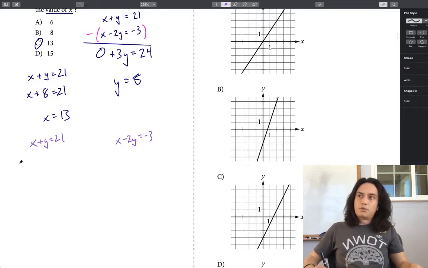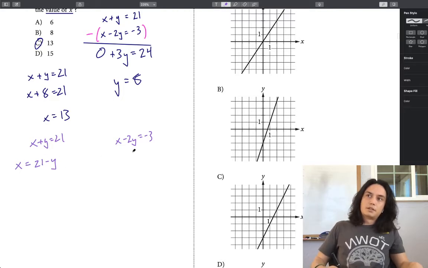Here I'm going to do it by moving y over. We're going to subtract y from both sides. So it's just x equals 21 minus y. That's moving y over. Now x is alone, so that's good. We're going to get x alone here too. Oh, this is actually pretty easy.